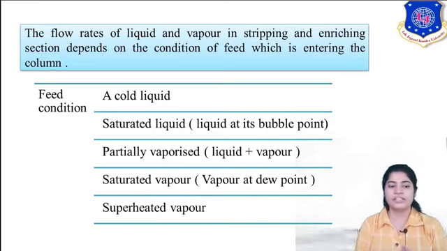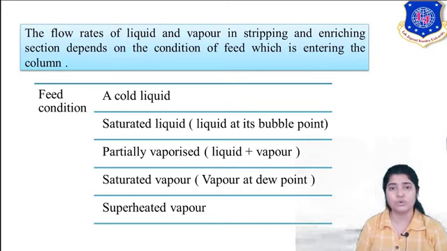So these are the types of feed condition which you have to deal with. Your feed condition might be cold liquid. Cold liquid means the temperature of this feed is below the bubble point. It is not saturated, it is cold, right? Second is your saturated liquid. It means liquid at its bubble point.